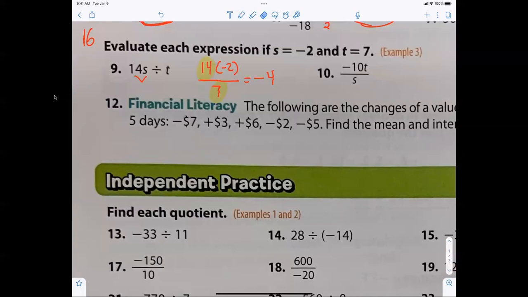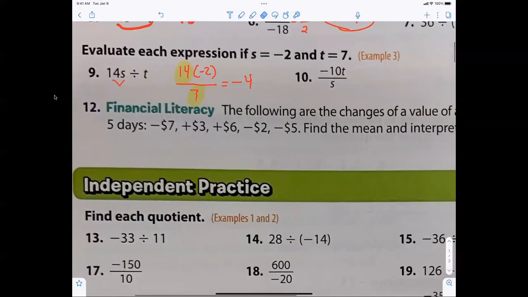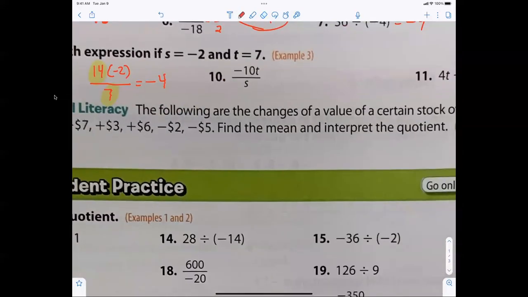All right. Good job so far. Come on, let's keep going. Number 10. Tell me. -10 what? Times what? What's T? Yes, and then? Now, is the answer going to be positive or negative?